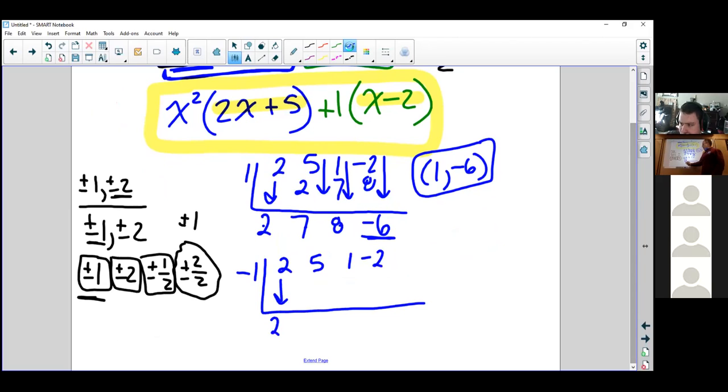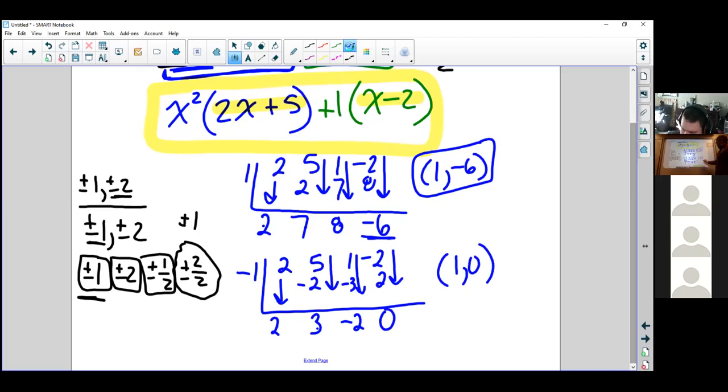So I'm going to bring the 2 straight down. 2 times -1 is -2. Add straight down. That gives me a 3. 3 times -1 is -3. Come straight down. That gives me a -2. 2 times -1 is +2. Add straight down. That gives me a 0. So that means -1, 0 is an answer. So if x is equal to -1, that means the binomial x plus 1 is a factor. Okay? That means x plus 1 is a factor.